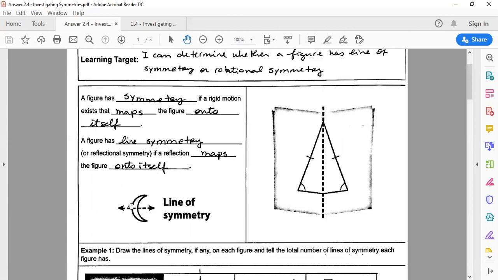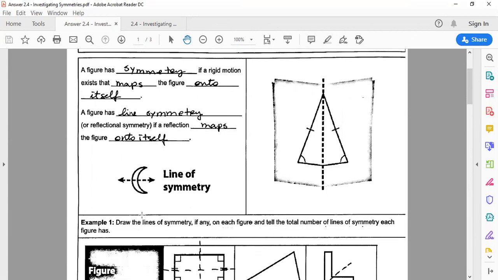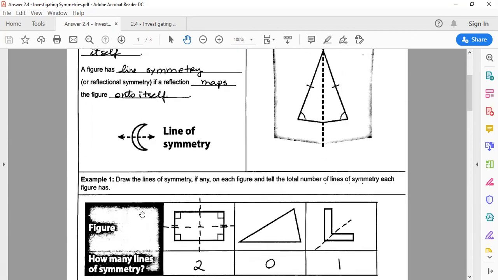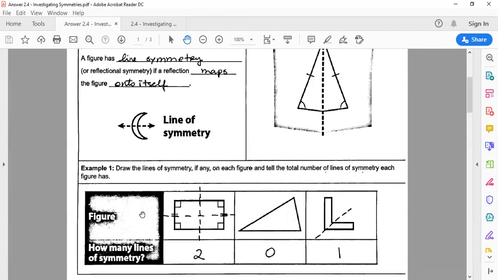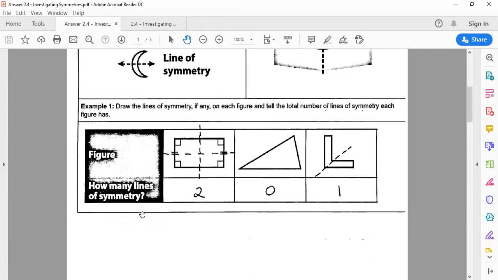And also here, if we think about this half moon, we could draw a horizontal line, and if we were to reflect it, it would just get flipped, and the half moon will just fall on itself. So basically, if the figure maps onto itself, then it's a line of symmetry. It's a reflectional symmetry.